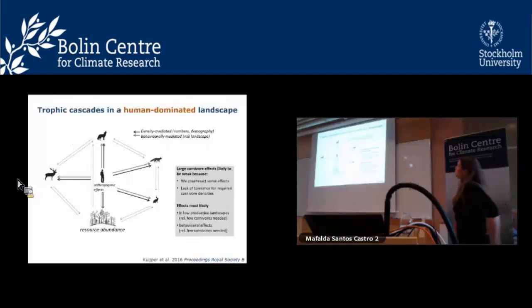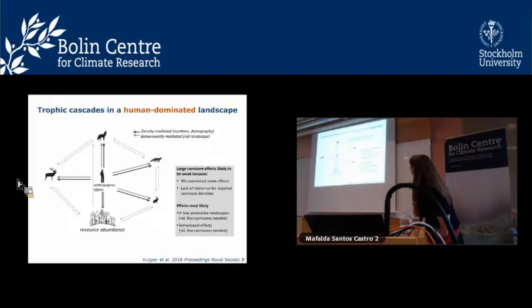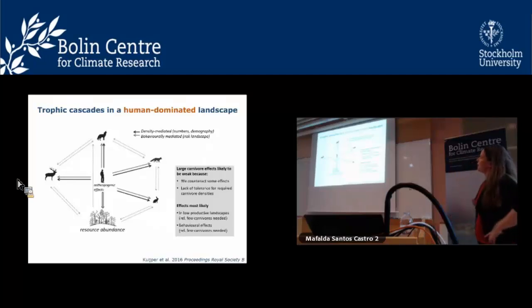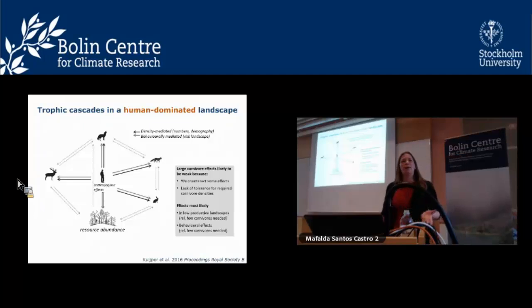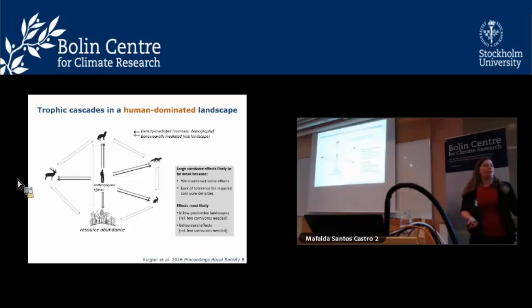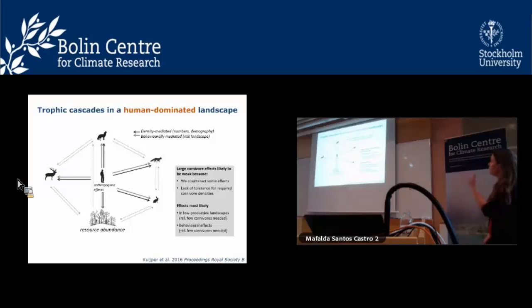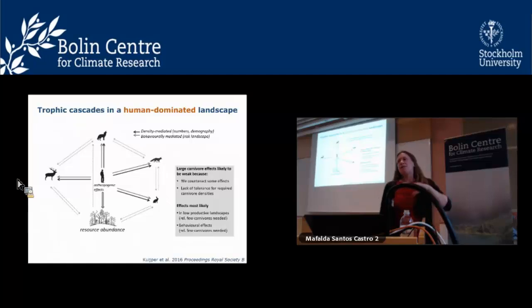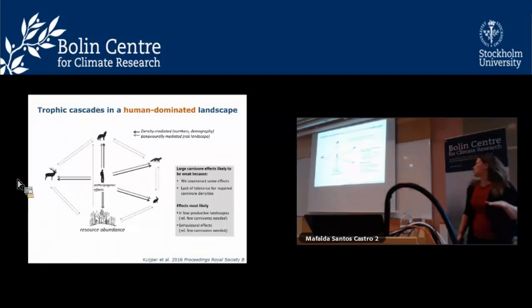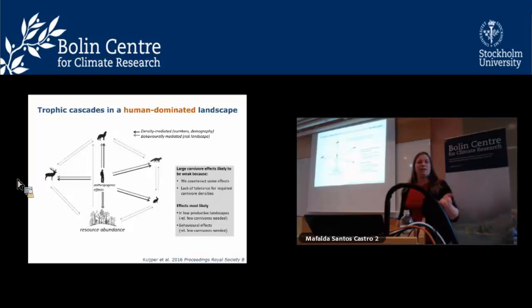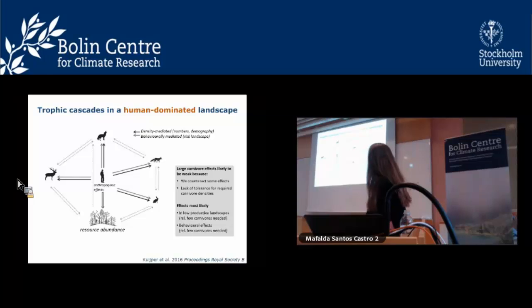So back to the review, we concluded that large carnivore effects in human-dominated landscapes were probably quite weak, because we counteract some of the effects by increasing resource availability for many prey species of large carnivores, and we probably do not have the human tolerance for the high carnivore abundances that we would need to actually use them as a tool to reduce the response of other species to changes in resource abundance. In low productivity landscapes, maybe we could see some effect because we don't need that many large carnivores there. And we could see some behavioral effects because that also does not require as many carnivores.